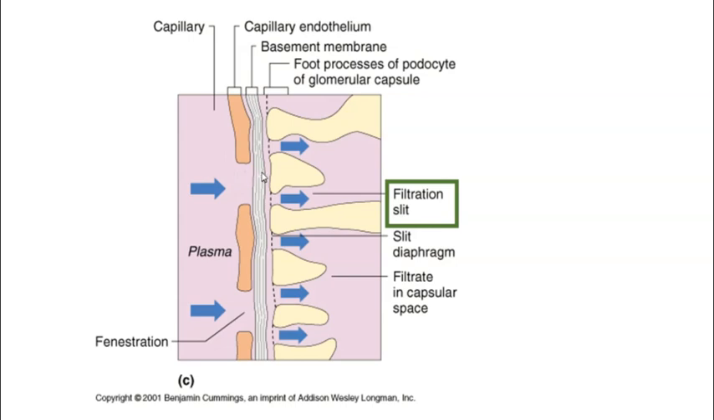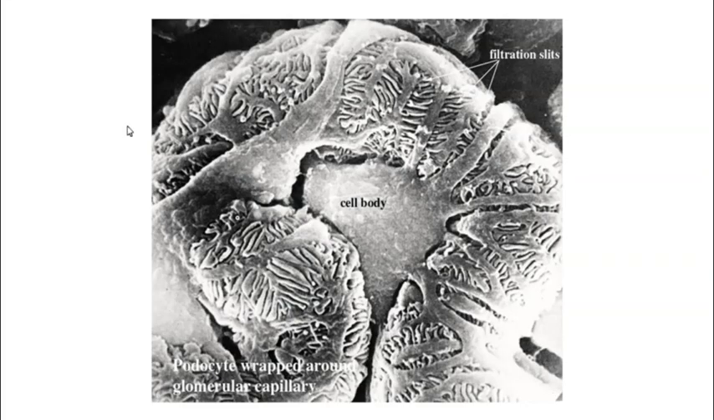That filtrate will also be squeezed through this basement membrane, which looks solid, but again, like I said, does not really do much to impede the movement of fluid through it. And also finally, between these foot processes and into the glomerular capsule itself. So these foot processes, these filtration slits, allow fluid to move into the glomerular capsule, but not cells or proteins. So these filtration slits and fenestrations prevent cells or proteins from getting into the filtrate of a healthy kidney.